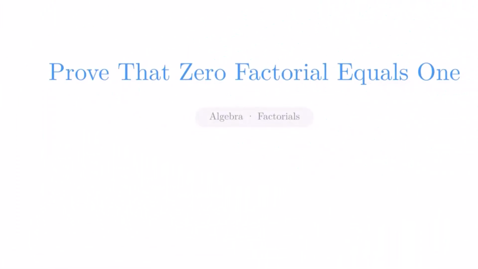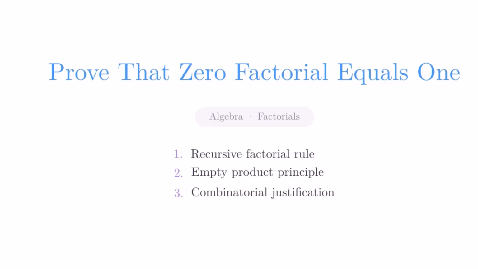This video explains why 0 factorial is defined to equal 1. Understanding this convention is essential for combinatorics, permutations, and series formulas you'll see throughout algebra and calculus. You'll learn to justify this definition using the recursive factorial rule, the empty product principle, and combinatorial reasoning.